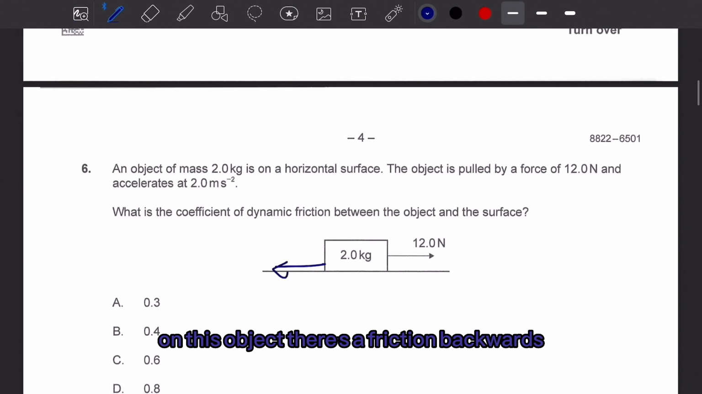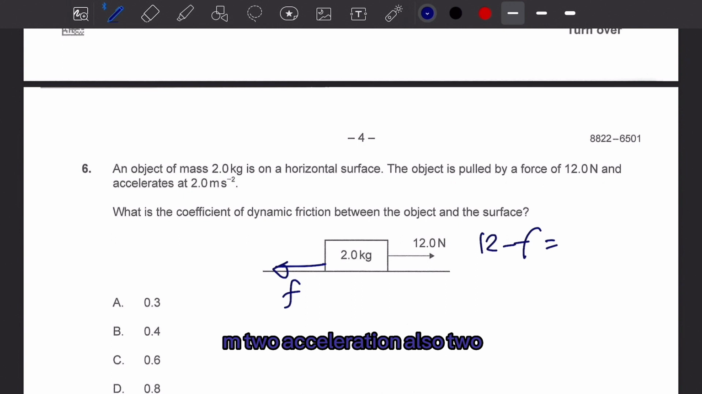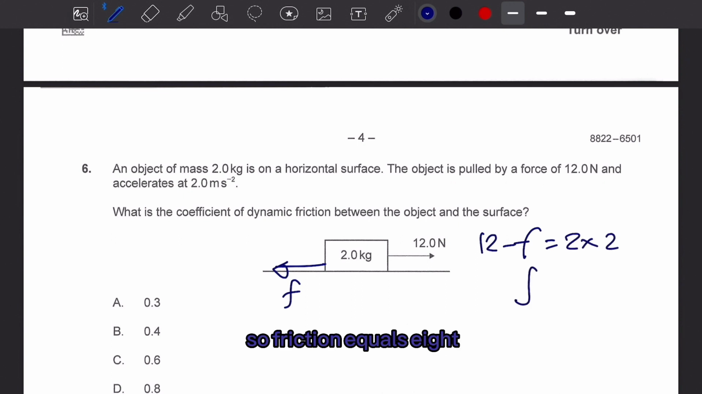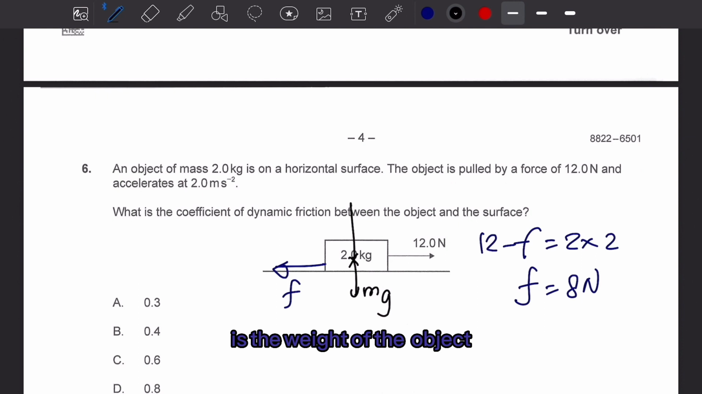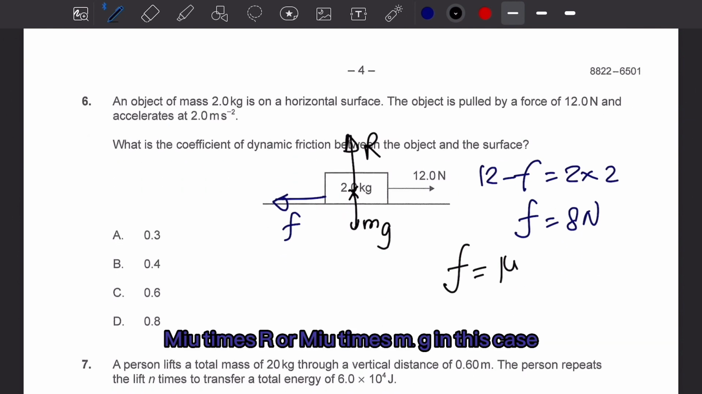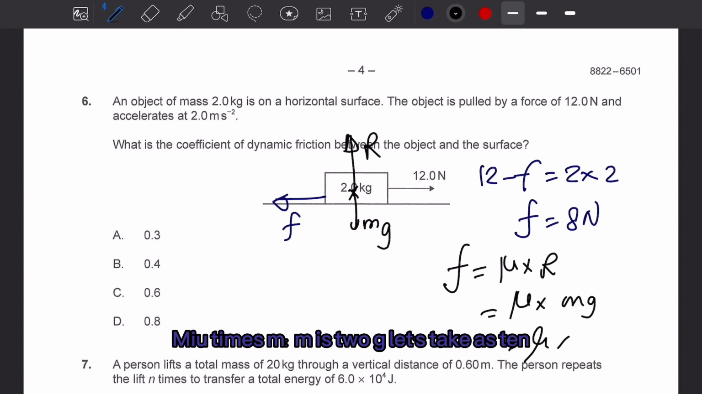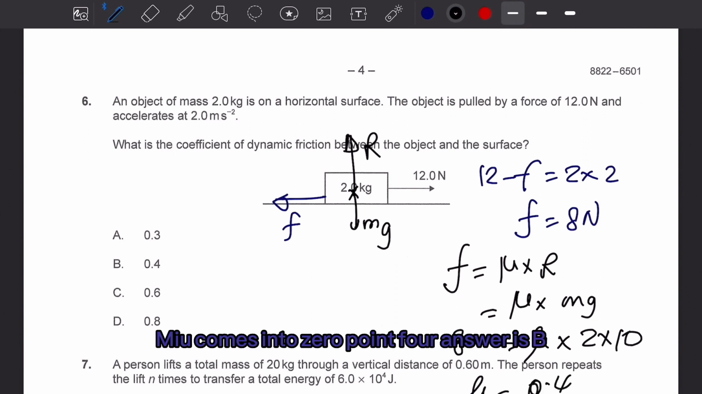On this object there's a friction backwards, so F equals ma, 12 minus F equals m times 2, acceleration is also 2, F equals friction equals 8 Newton, right? But the forces acting on this object are the weight of the object and the contact force, and we know friction is mu times R or mu times mg. In this case mu times m times 2, g let's take as 10, equals 8. If you check this one carefully, mu comes to 0.4. Answer is B.